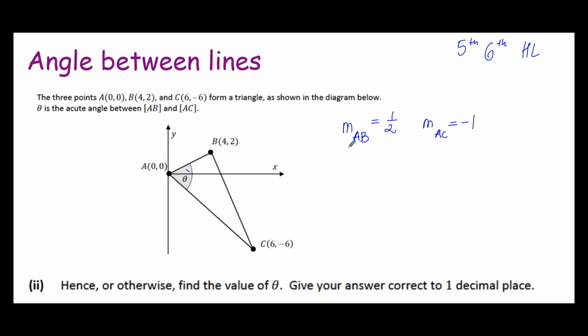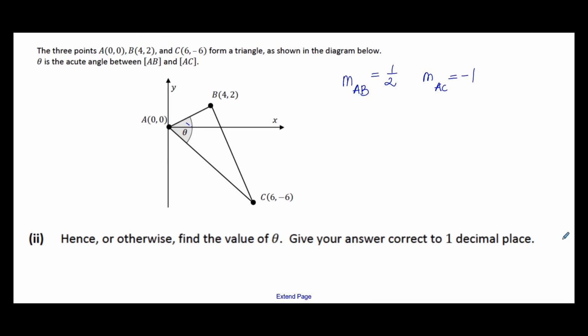Now, in the first part, we found the slope of the line AB and the line AC. The reason I'm bringing it up is because we need that here. So, with the knowledge of the slopes, find the value of theta. Give your answer correct to 1 decimal place.